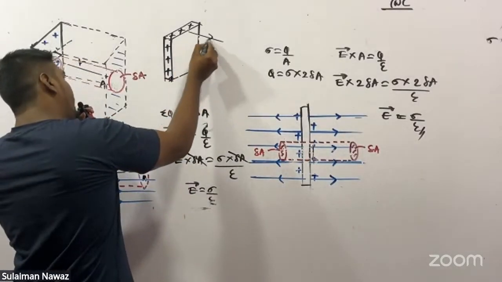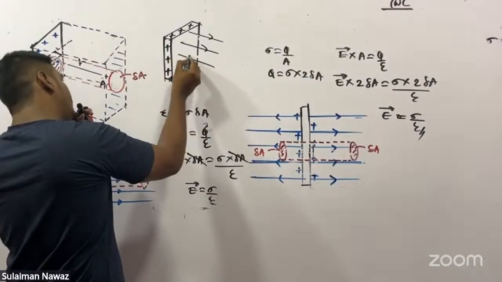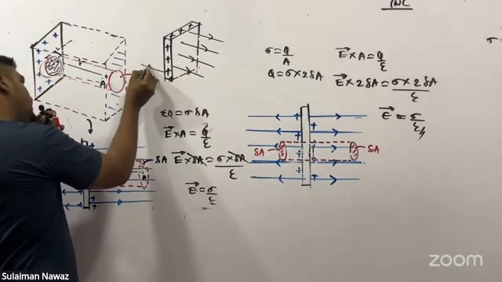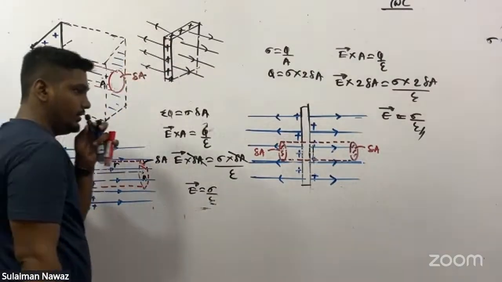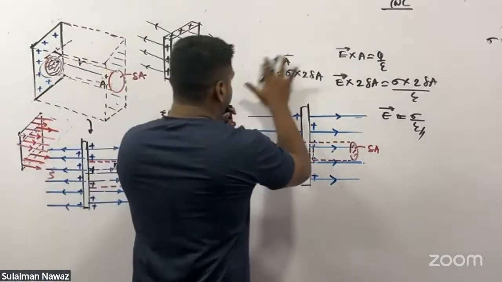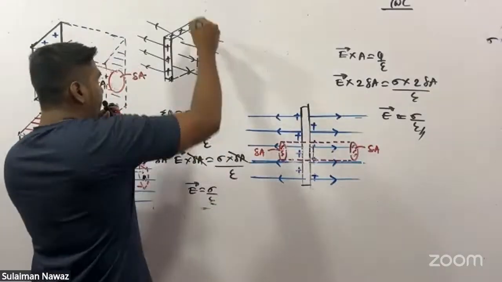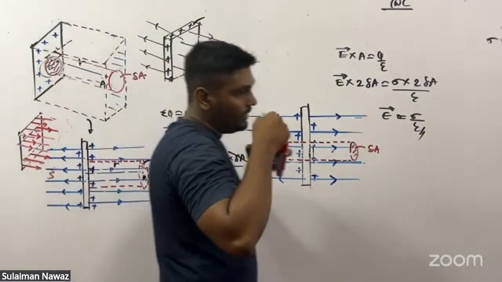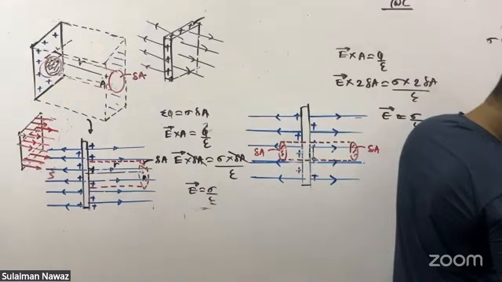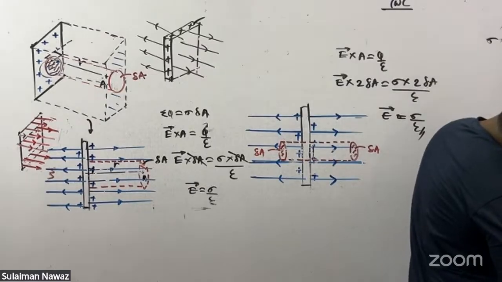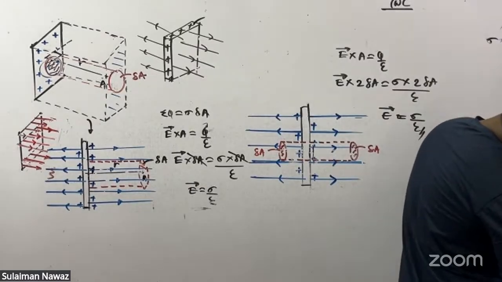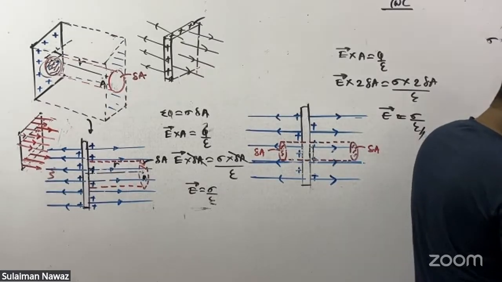Electric field lines are passing in both directions. So if I do a side view, this time they have given a thin plate.